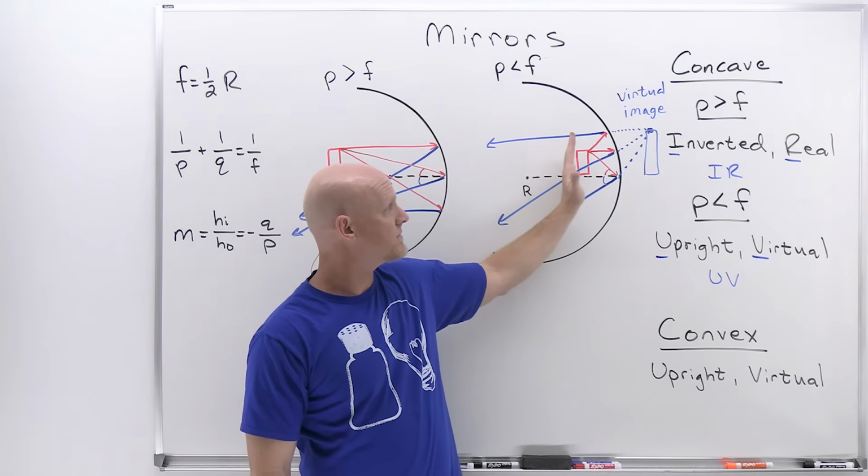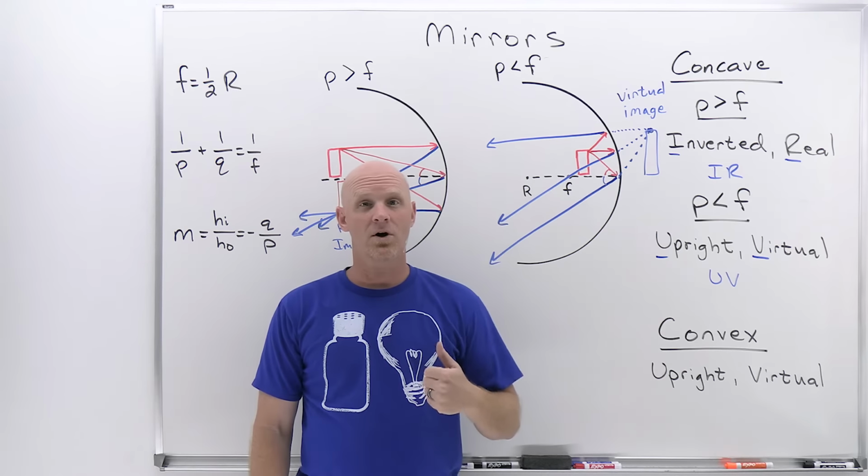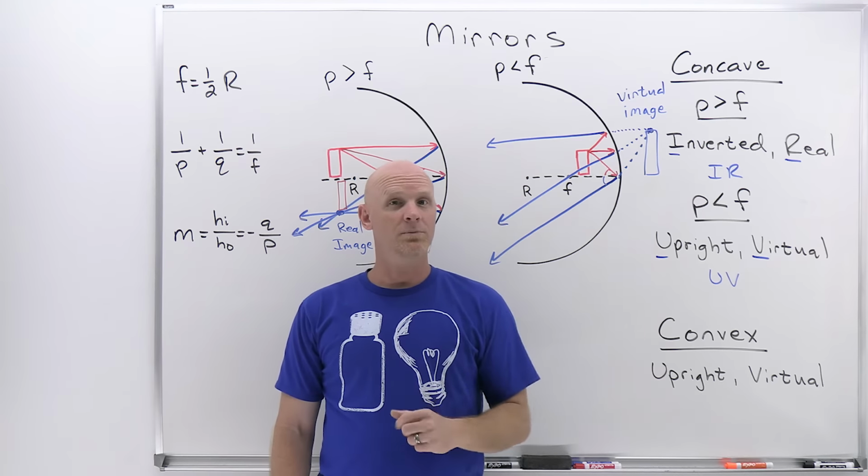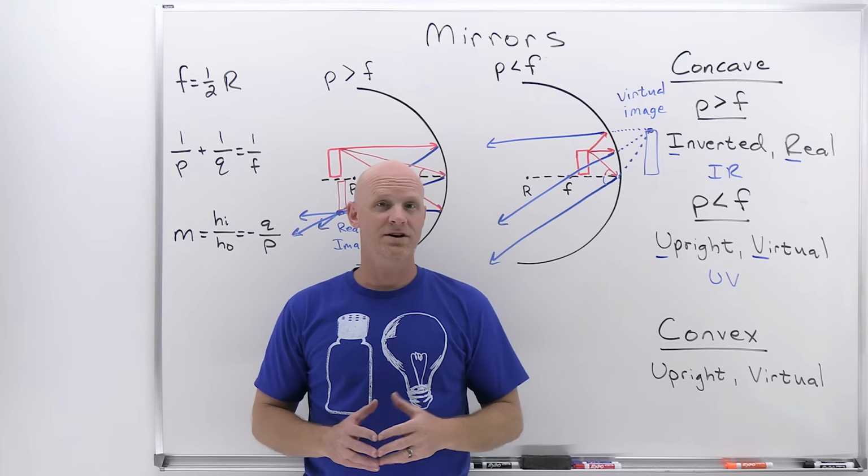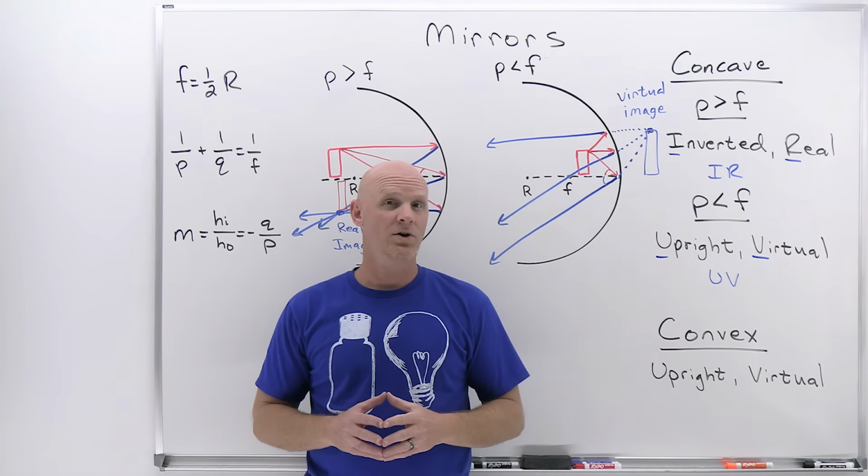But as you get closer and closer to the mirror, that image is going to get smaller and smaller, but it will still be magnified relative to the original object. Those magnifications will be larger than 1.